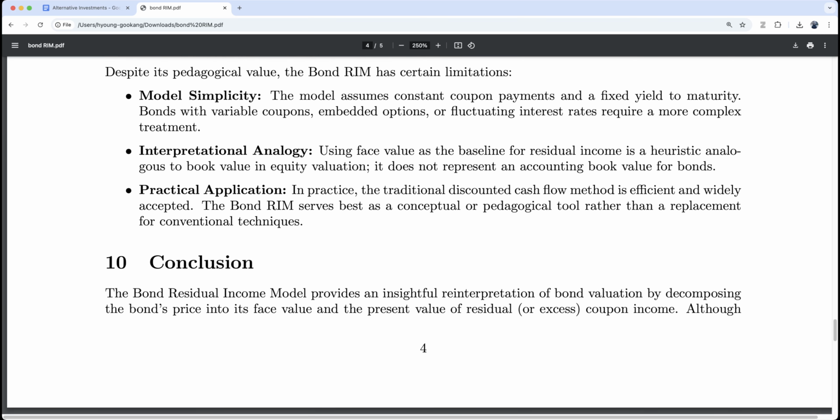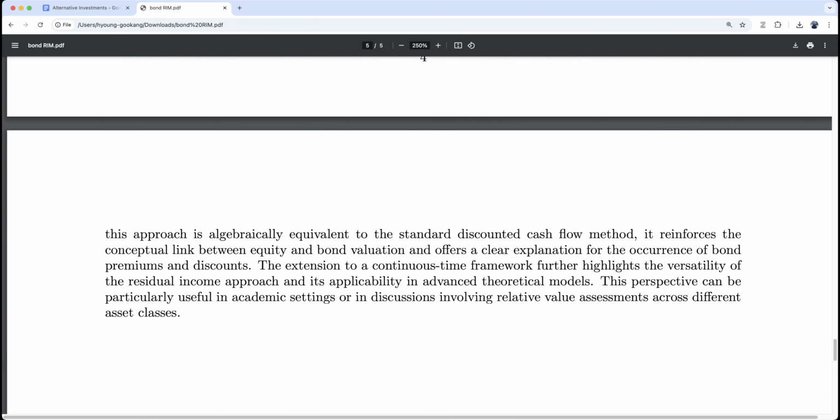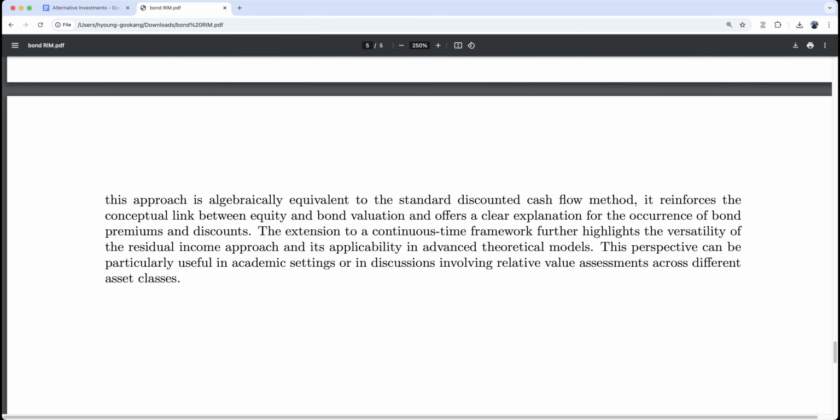Conclusion. The bond residual income model provides an insightful reinterpretation of bond valuation by decomposing the bond's price into its face value and the present value of residual or excess coupon income. Although this approach is algebraically equivalent to the standard discounted cash flow method, it reinforces the conceptual link between equity and bond valuation and offers a clear explanation for the occurrence of bond premiums and discounts.